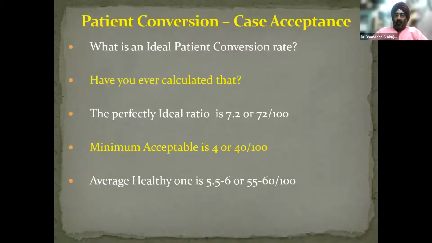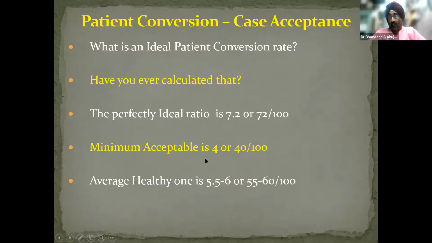Do you know what the ideal patient conversion rate is? Have you ever calculated? The perfectly ideal ratio in Indian conditions is 7.2 out of 10, or 72 out of 100. The minimum acceptable is 4 out of 10, or 40 out of 100. The average healthy one is, I would say, 5.5 to 6, or 55 to 60. So somebody who falls in the range of 55 to 72 has a great ratio. People say I have a ratio of 80%. Fine, perfectly all right. You are doing much more than the ideal.